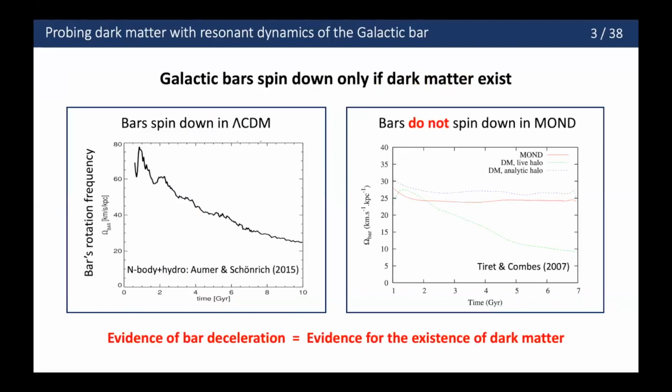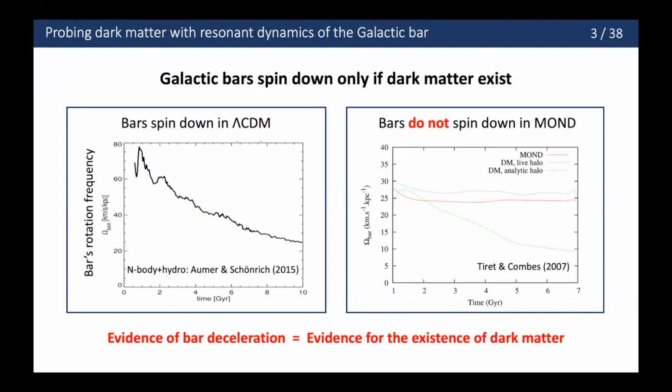So here, let me just make my point clear that the spin down of the galactic bar is a unique signal that we would expect only if dark matter exists. Okay, so here I'm just showing the result of our N-body simulations. The left plot shows the case where the bar is evolved inside a live dark matter, live in the sense that dark matter is moving and responding to the bar.